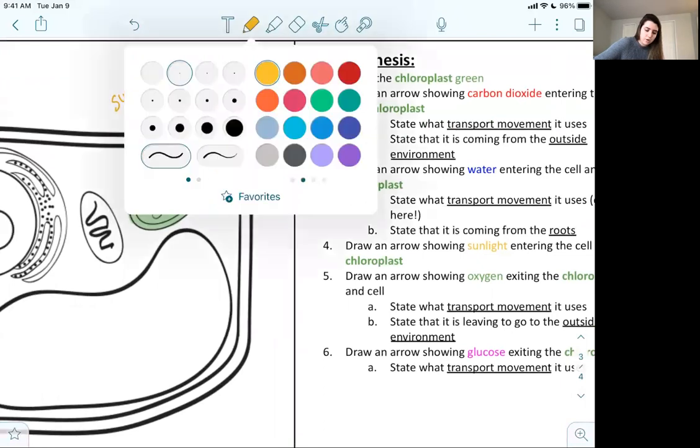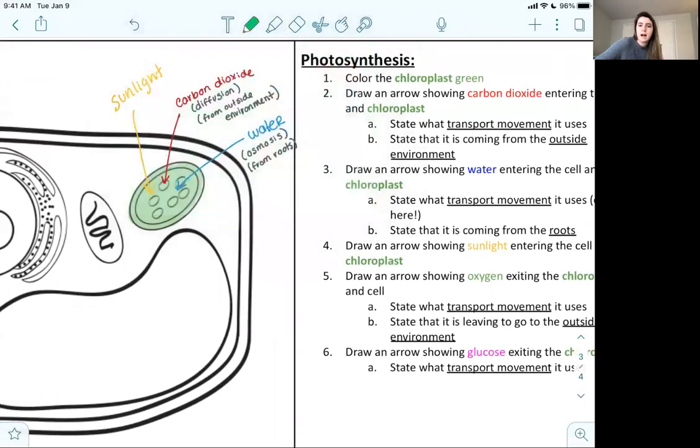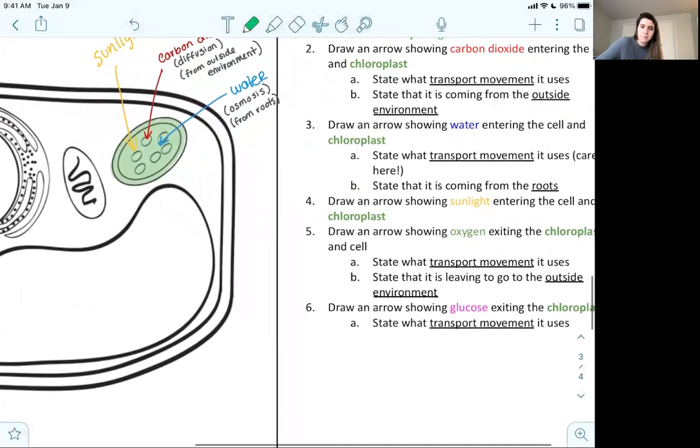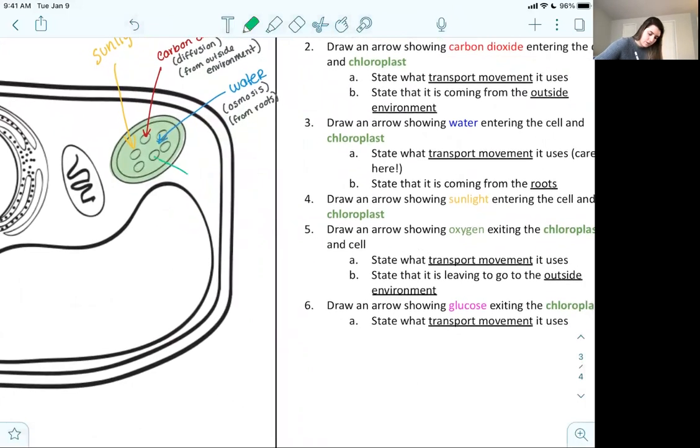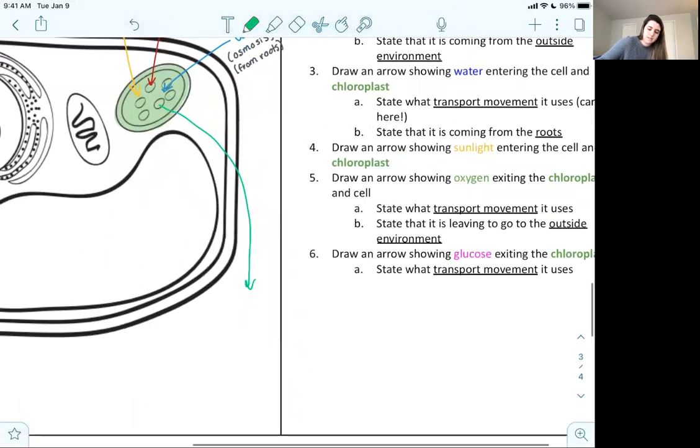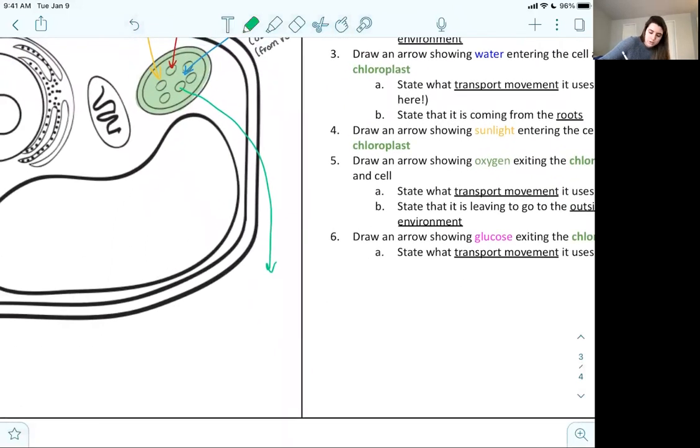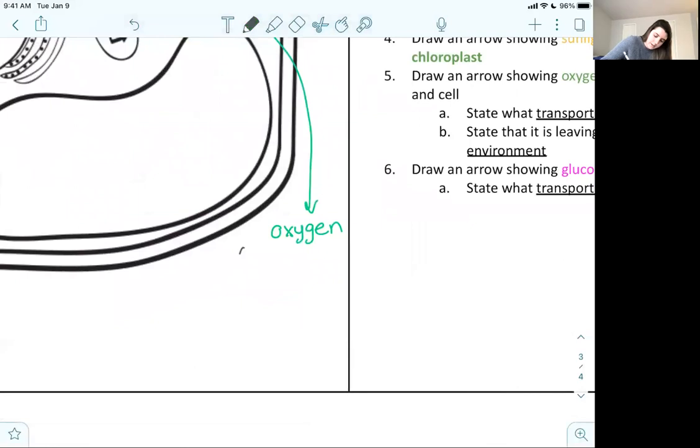Step 5 says draw an arrow showing the movement of oxygen exiting the chloroplast and the cell. So I'm going to go ahead, I'm going to draw it coming out this direction and give myself a little bit of space down here to write. And I am going to show that this is oxygen leaving my chloroplast and my cell. Our transport movement for oxygen, it's a gas. It can pass through the membrane very easily. So this is diffusion. And it says that this is going to the outside environment. Okay.